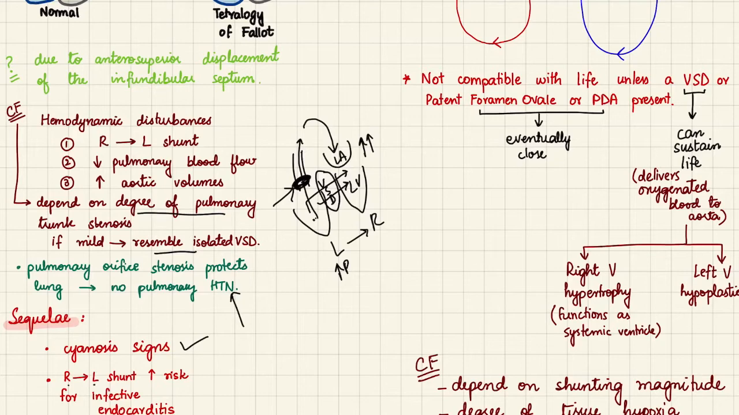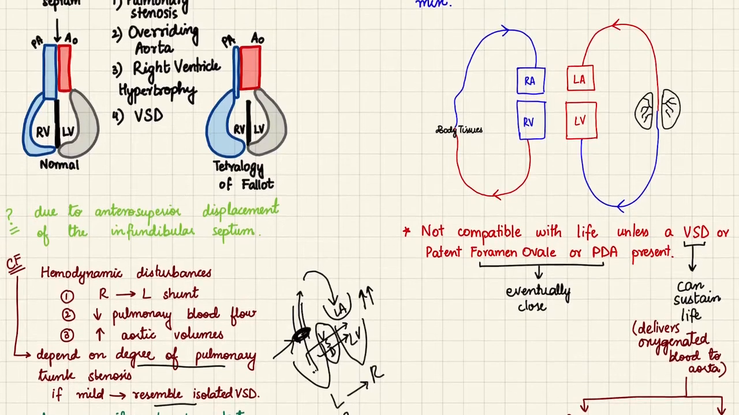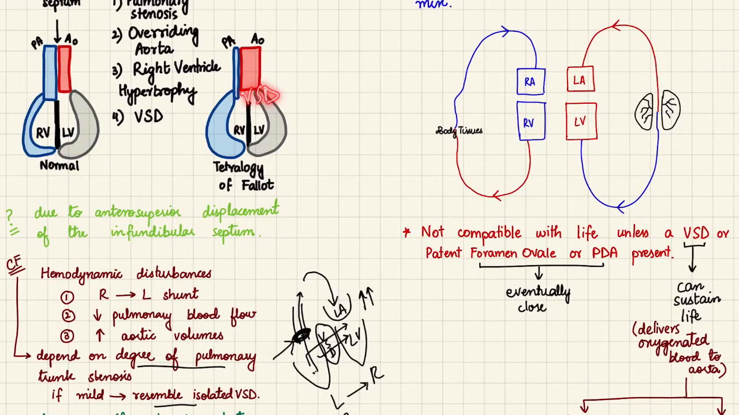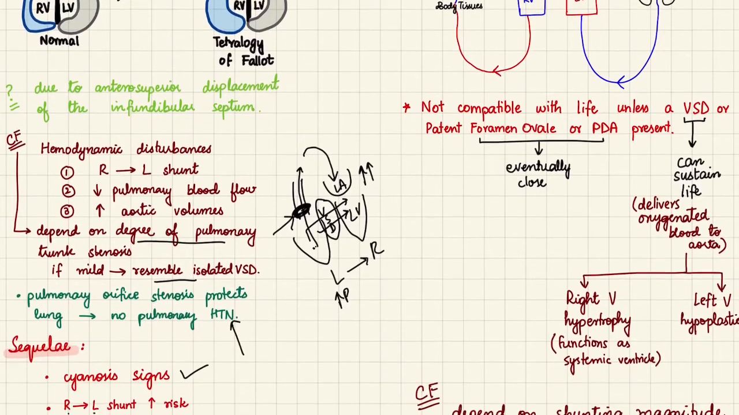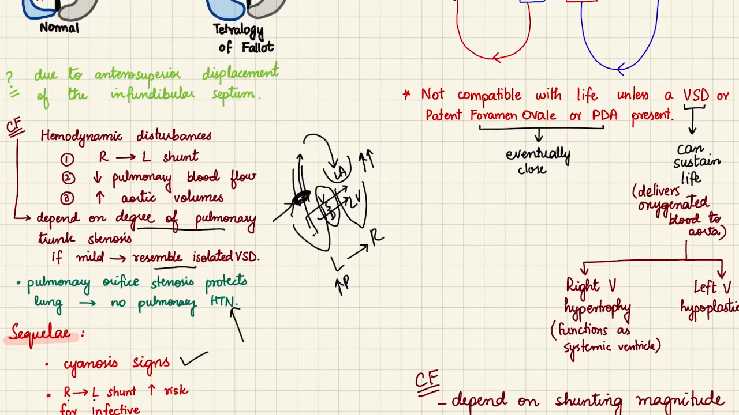The hemodynamic disturbances in this case occur because of the right to left shunt. Now you might say that this is a simple VSD, right? And in VSDs we've seen that we usually have a left to right shunt. But in this case we have a right to left shunt because here you can see that the pulmonary artery is stenosed and the right ventricle has undergone hypertrophy. So the pressures now on the right side are higher than those on the left side. So we have a right to left shunt. There is also decreased pulmonary blood flow, which will cause symptoms, and increased aortic volumes that will cause the hemodynamic disturbances. So these three are the causes of the hemodynamic disturbances that we're going to see.